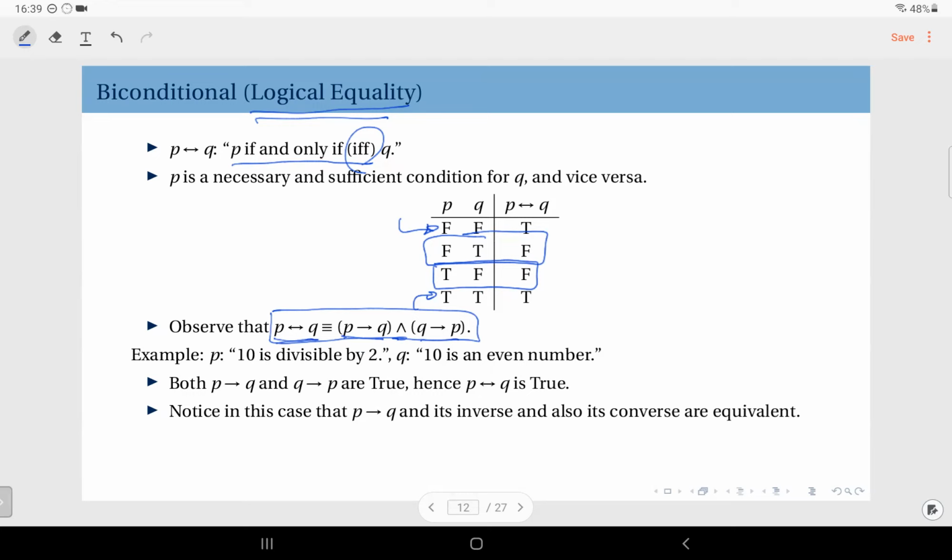Here's a very simple example. P: 10 is divisible by 2. And Q is the proposition 10 is an even number. Again here, P implies Q and Q implies P are true. Hence, the biconditional is true. Okay, so in this case, P implies Q and its inverse and also its converse and naturally its contrapositive are equivalent, right? But this is only when they have logical equality.